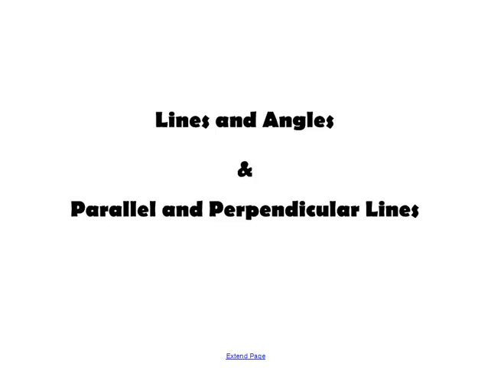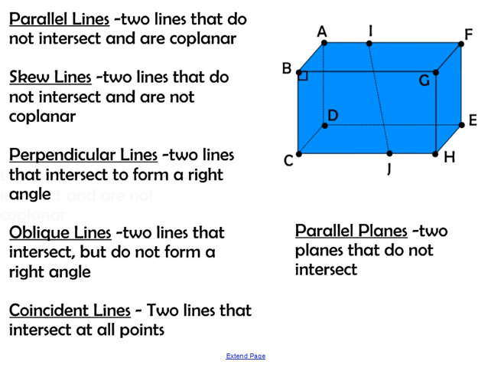Lines and angles in parallel and perpendicular lines. Parallel lines are two lines that do not intersect and are coplanar. So that word coplanar means they're on the same plane. An example of parallel lines on our diagram are right here: line AF and BG.